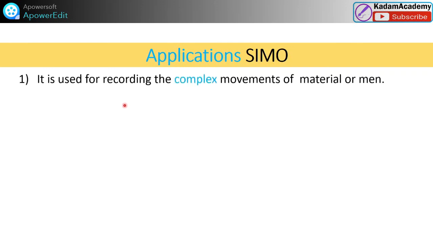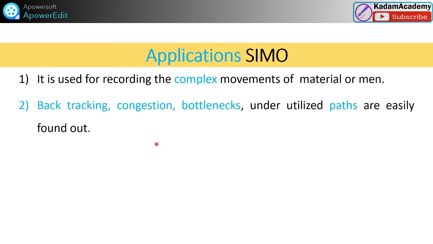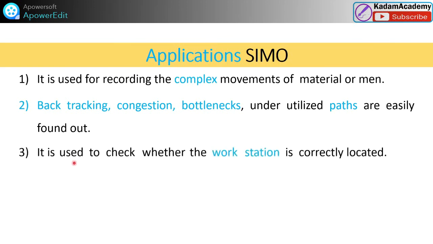It is used for recording complex movements. You can also record the complex movement of material or men. Backtracking, congestion, bottlenecks, and underutilized paths are easily found out. This is the application of the SIMO chart. It is used to check whether the workstation is correctly located or not. That you can also find out.